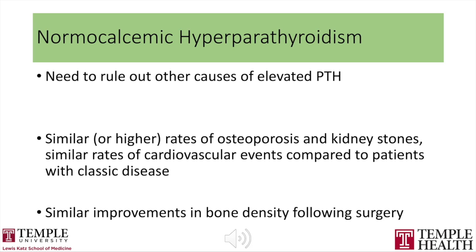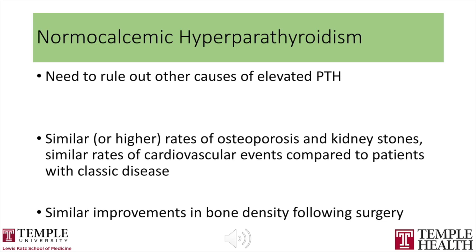When you have this, it's obviously very confusing for secondary disease, and so we'll talk about that in a little bit. So you need to rule out other causes of elevated parathyroid hormone levels, so vitamin D deficiency, malabsorption, renal insufficiency, loop diuretics, bisphosphonates, lithium, because these are all problems that can actually increase your parathyroid hormone levels.